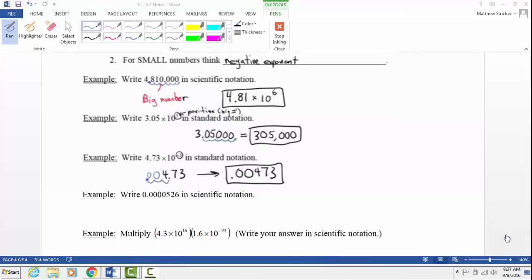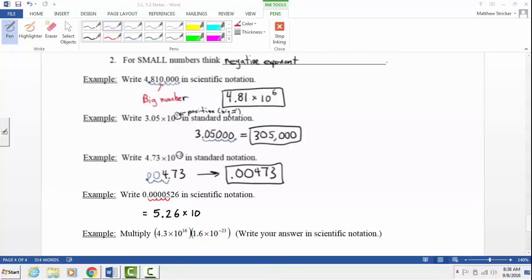The next example says to take the number 0.0000526 and write it in scientific notation. As we have seen in the previous examples, we have to take this 526 and write it as 5.26 times 10, and here is where we need to count how many decimal places were moved, just like the previous one. So we're moving 1, 2, 3, 4, 5 places.